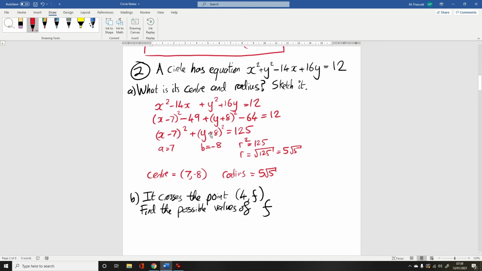Okay, then there's a part B which says it crosses a point (4, f), and we want to find the possible values of f. So this is quite similar to what we did on the previous question where it said find where it crosses the y-axis, except in this case it gives us an x coordinate of 4, we just need to substitute that in.